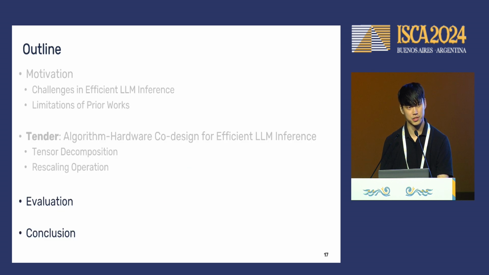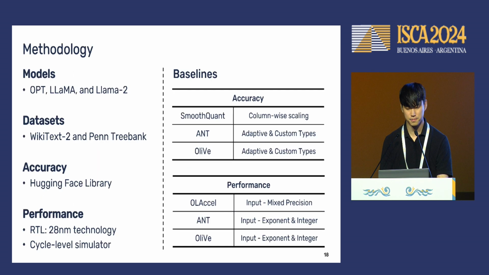Next, I'll show the evaluation results. We compare accuracy and performance with prior works on the right side. We use OPT, Llama, and Llama 2 and implement our algorithm in the Hugging Face library. For performance, we implement Tender and accelerator baselines in RTL along with a cycle-level simulator.